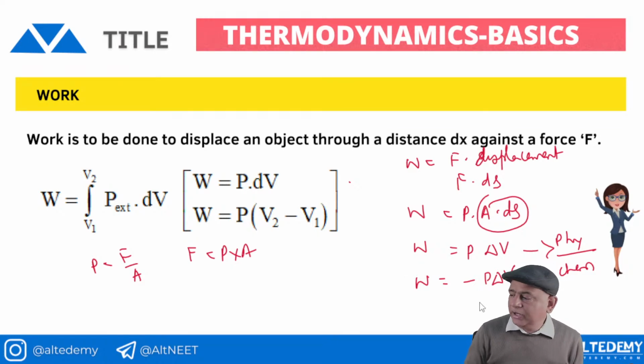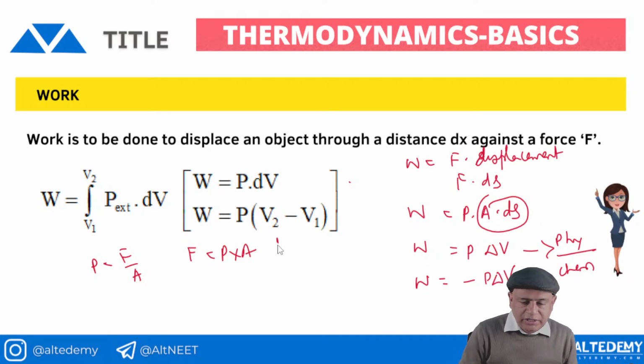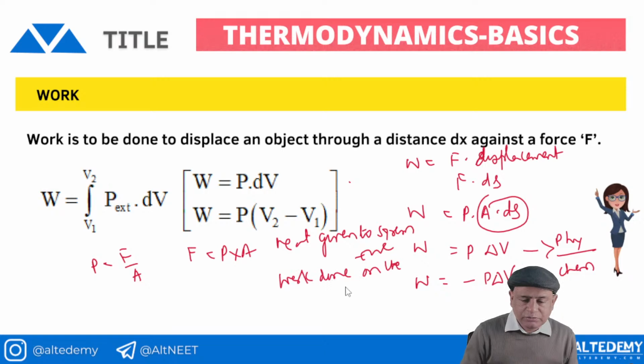And it will be in accordance with the convention that we studied in the beginning. As I told you, the convention in chemistry is that heat given to the system is positive. Work done on the system is positive. These are the two things which are positive.